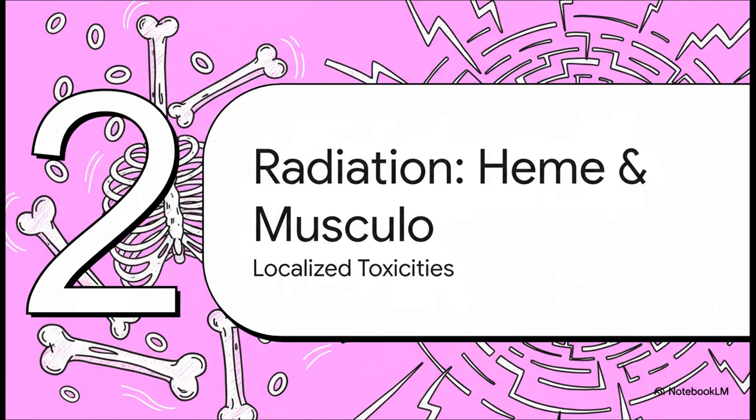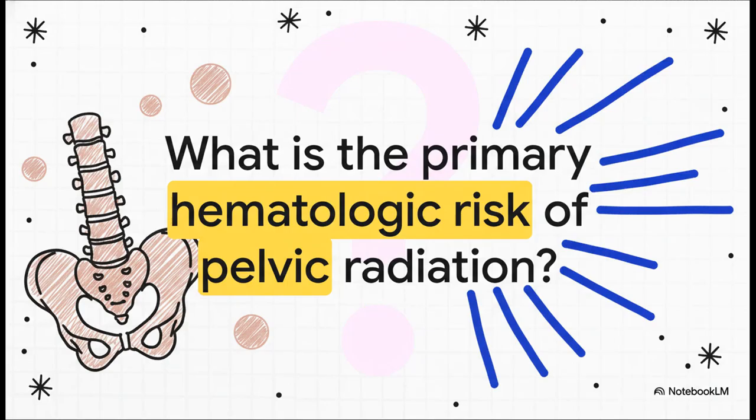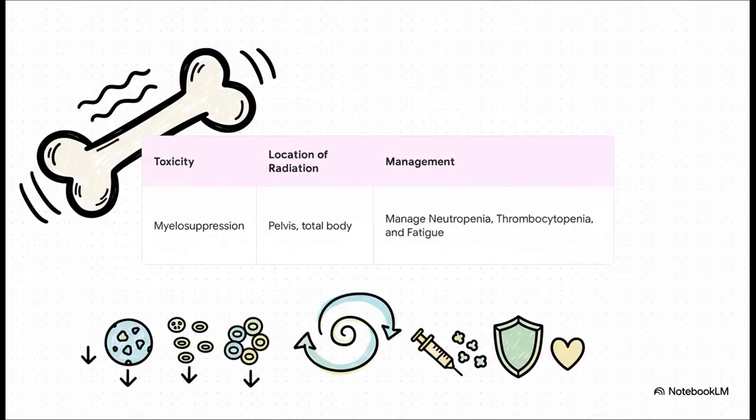All right, let's get into our first deep dive. We're focusing on two really critical systems that get hit by radiation: the blood and the bones. This is where side effects can be both acute and have some profoundly delayed consequences. This question gets right to the heart of a really important concept. Even though radiation is local, right? When you start irradiating areas that are super rich in bone marrow, like the pelvis, you can absolutely cause systemic effects. And yep, myelosuppression is the big one.